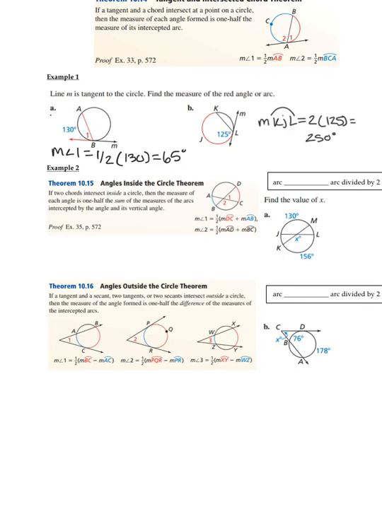Okay, so let's look at example 2 now. In example 2, let's say that we were given a circle, all right, and we were given chords within that circle that intersect, okay? Now, those chords are going to form angles. The angles inside a circle theorem basically shows us how to find those angles. So it states that if two chords intersect inside of a circle, then the measure of each angle is 1/2 the sum of the measures of the arcs intercepted by the angle and its vertical angle. All right, so that's kind of a mouthful.